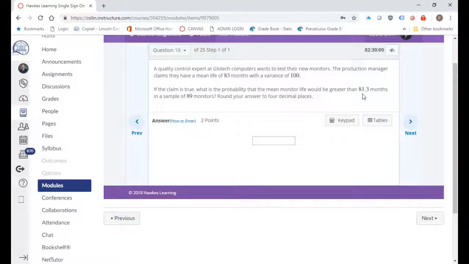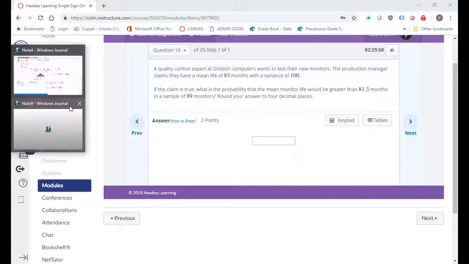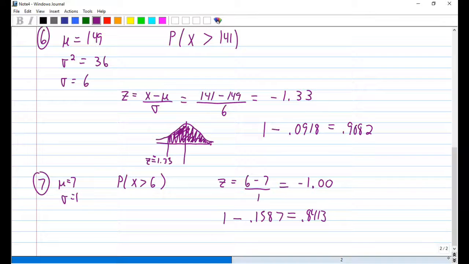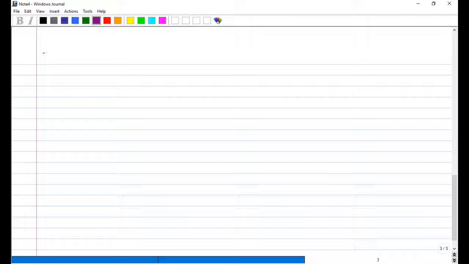Alright, so that changes our formula just a little bit for our z-score. Not a lot, just a little. So this is called the central limit theorem. And it says if we're taking a sample of items and we want to know a probability, then the way we get our z-score is x minus mu over sigma divided by the square root of n. So that's going to be the sample size.